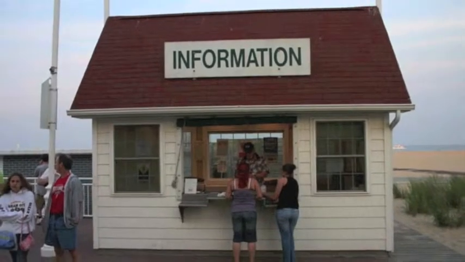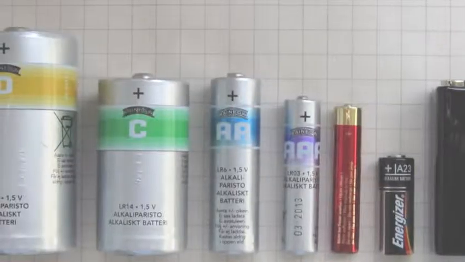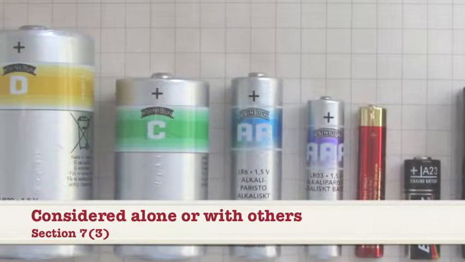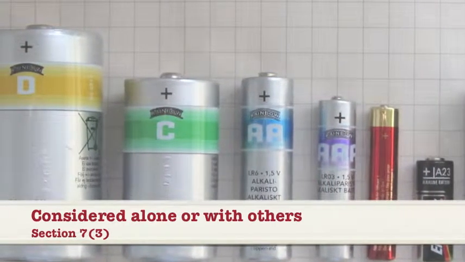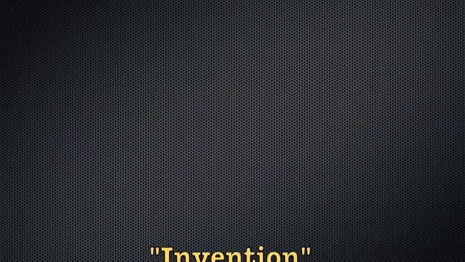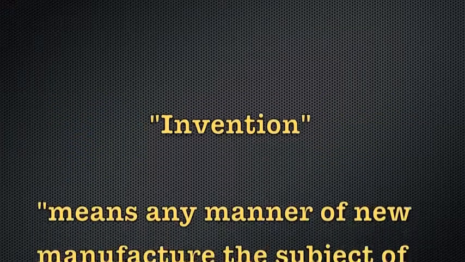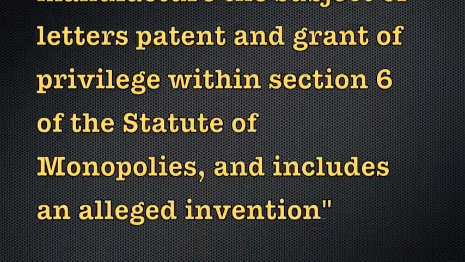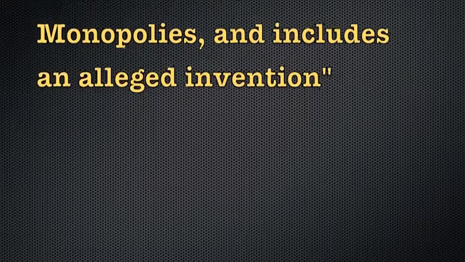Prior art base is publicly available information within the relevant field. This information may be considered alone or with additional prior art information according to Section 7, subsection 3 of the Patents Act. The Patents Act gives a definition to invention in the dictionary found in Schedule 1. There we are told that invention means any manner of new manufacture the subject of letters patent and grant of privilege within Section 6 of the Statute of Monopolies, and includes an alleged invention.